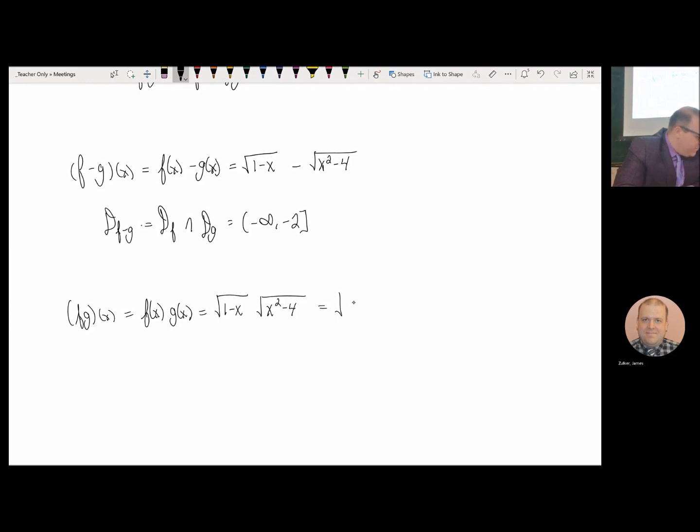What did I have? Negative x cubed plus x squared plus 4x minus 4. The order in which you write it doesn't matter. I just always like to write it in descending order. Negative x times x squared.